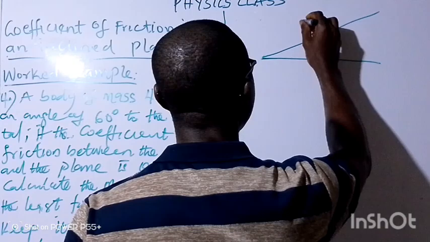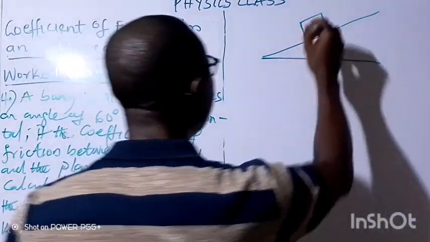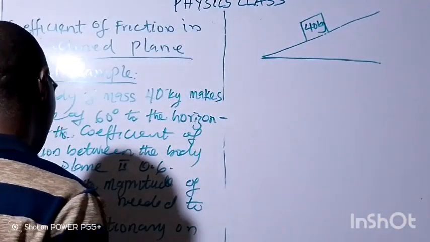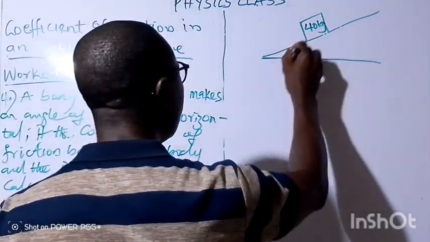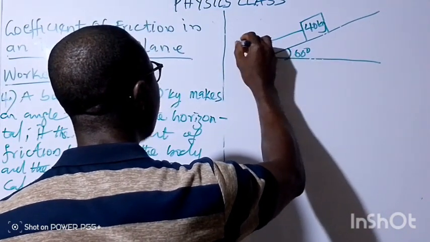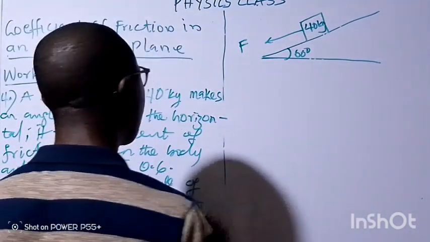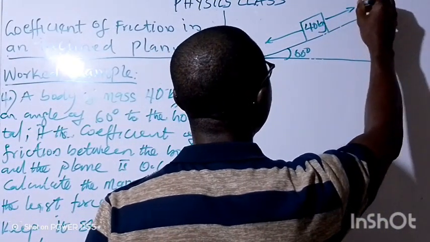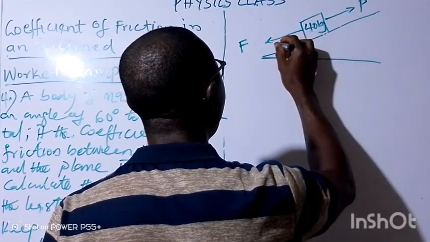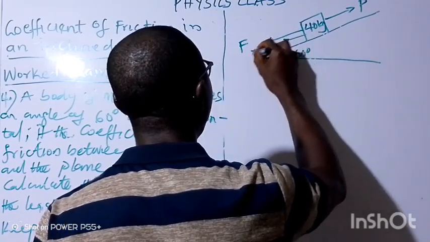Let's say this is the body. The mass, according to the question, is 40 kg. Now, if the body is to keep stationary and the angle is 60 degrees, then the horizontal constant force, F, will act along this direction. Then, the force that we need to keep it stationary, we move to this part. Therefore, the frictional force will act in the opposite direction of this one. So if we have our FR, we have it like this.